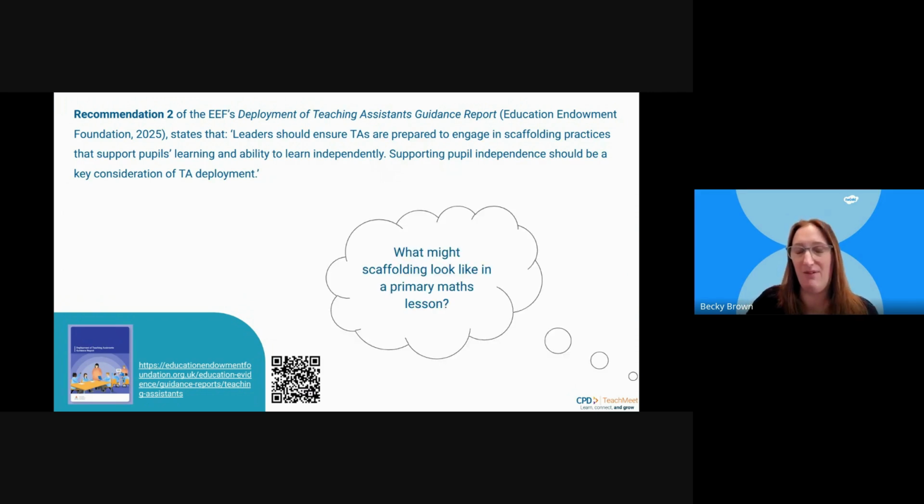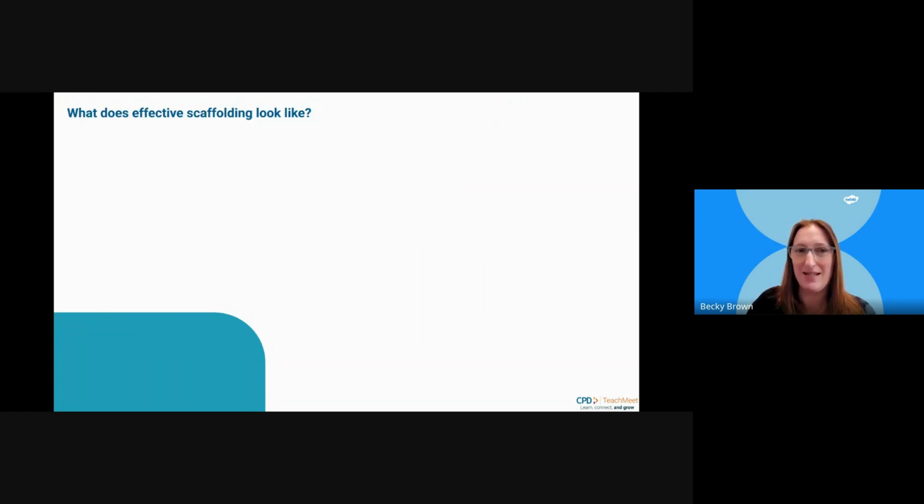So just have a little think, and no need to share any ideas at this point, but what might scaffolding look like in a primary maths lesson? Do you already have a good understanding of what we mean by scaffolding? Are you unsure? What are you seeing happening in your classrooms today? Or is it something that, that's why you're here, and you want to learn a little bit more about how we might do it? It's just something to think about over the next few slides.